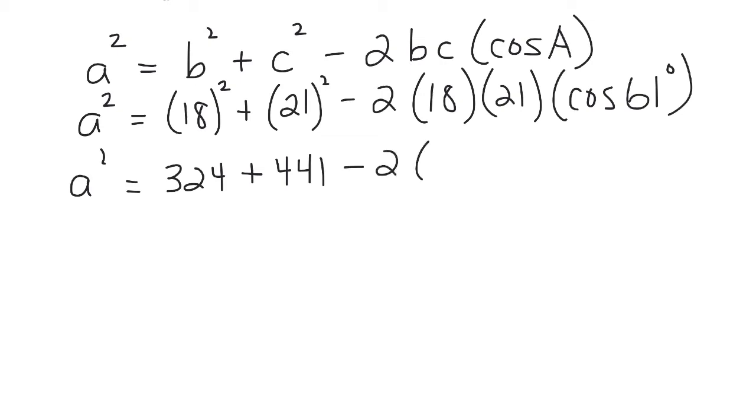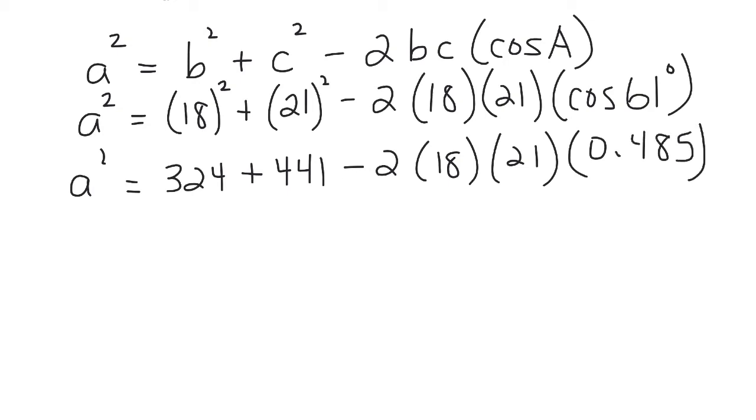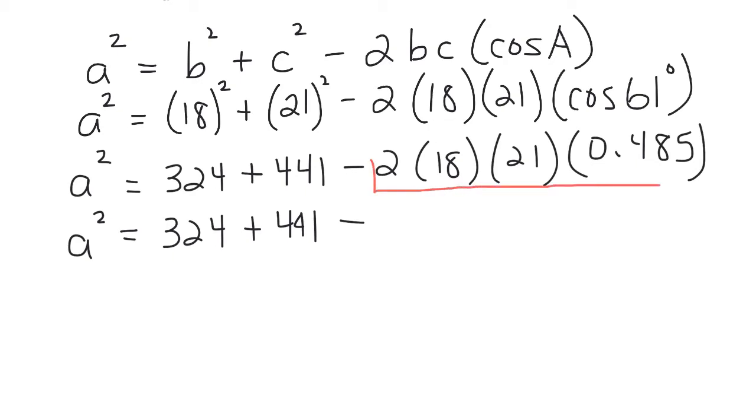We're going to recopy the rest, but we are going to put cosine of 61 degrees into our calculator, and we're going to round off the number that we get to 3 decimal places. So that's going to give us 0.485. The next thing that we want to do is perform the multiplication. So I'm going to recopy the first half of the equation up until the minus sign, and we are going to multiply 2 times 18 times 21 times 0.485.